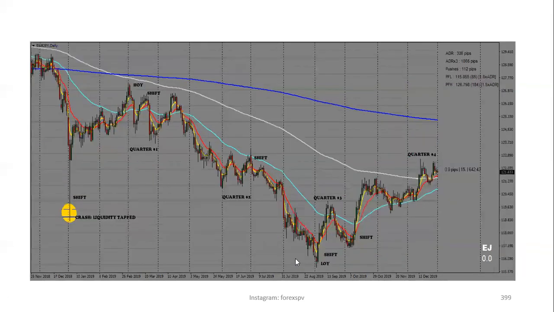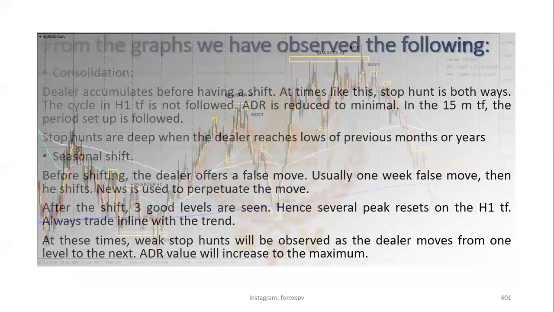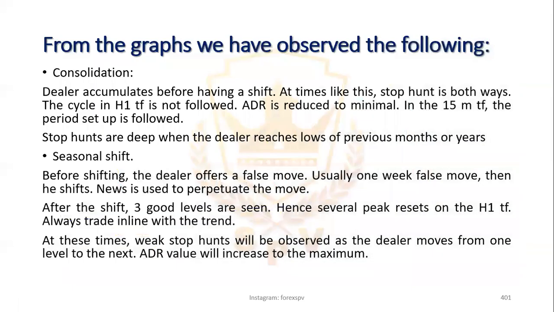So basically, if you look into these graphs, we have observed that there are times in the year when we have consolidations. The dealer accumulates before having a shift. And at times like this, the range is usually both ways, and the safety on the hour time frame is not followed. So the market maker trend is not followed. So during this time, you would even question yourself if at all what you're doing, what you believe in is working. And usually ADR is reduced to minimum.